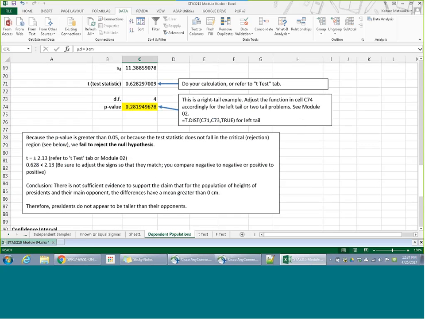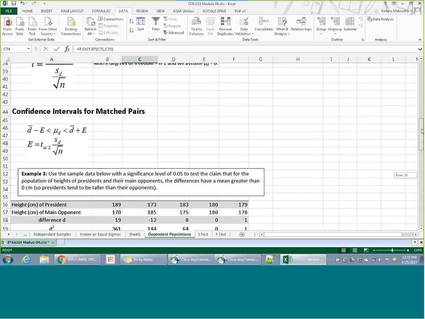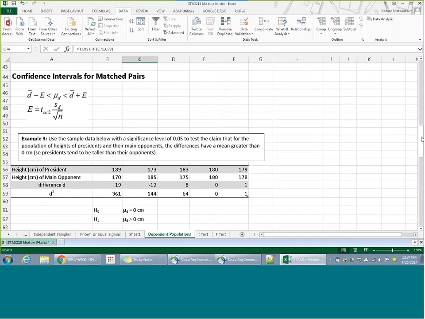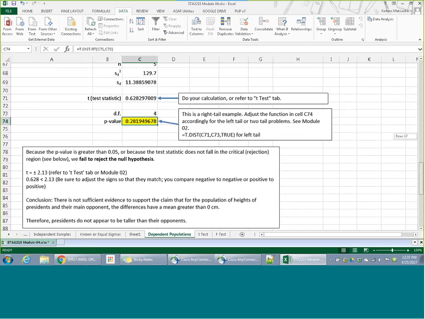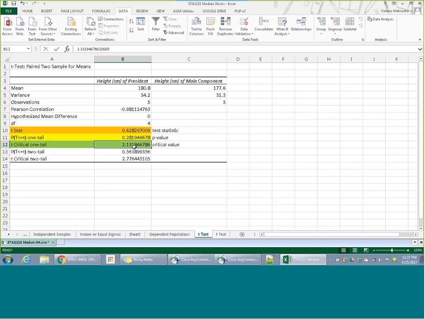Okay. Either the p-value method, which is greater than the alpha given to you, which was, what was it? 0.05. Okay. And the critical value method also says you cannot reject the null hypothesis. So then in layman's terms, that means presidents do not appear to be taller than their opponents. Okay. So I'm using this, and critical value method.